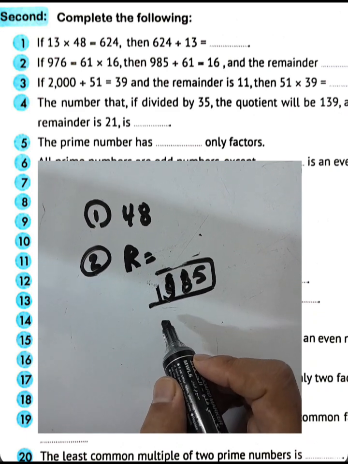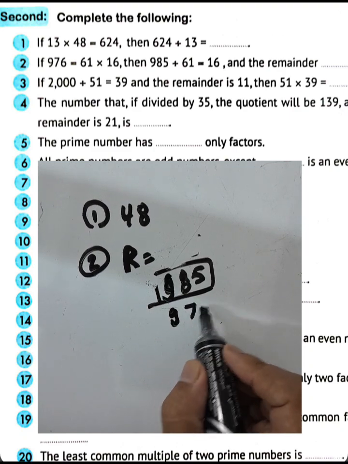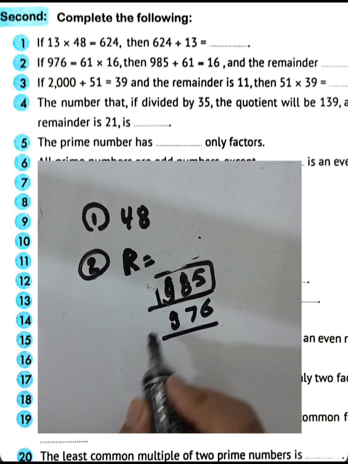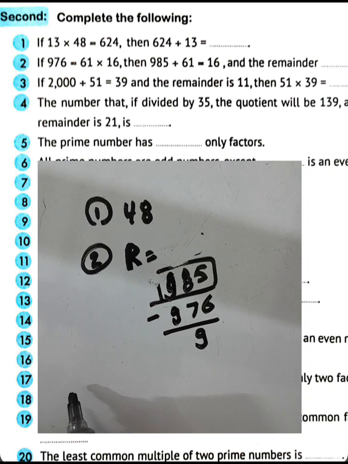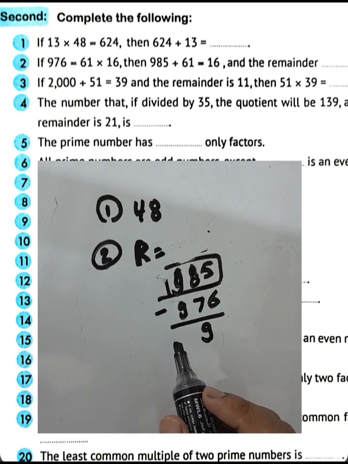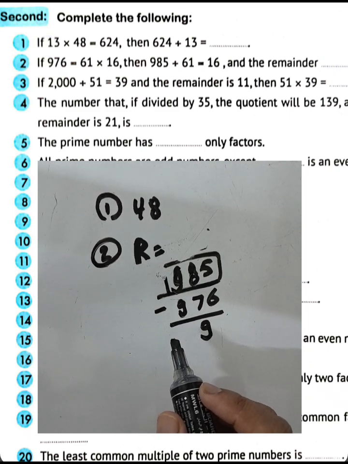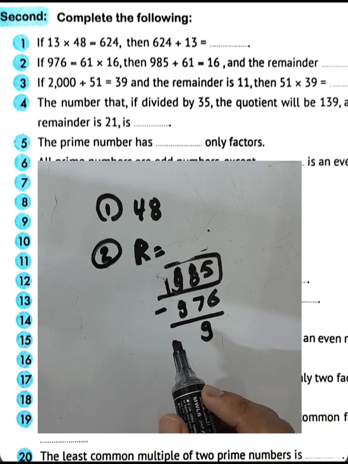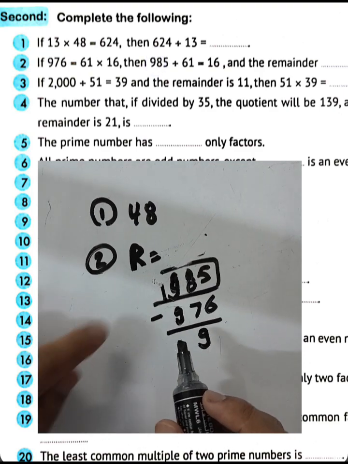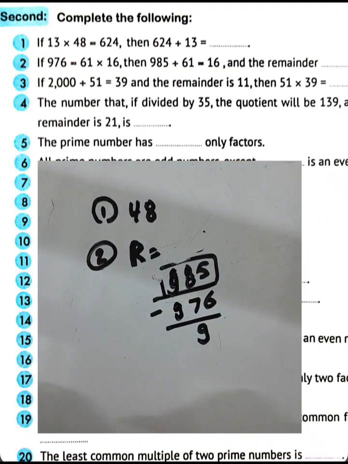985 subtract 976, and then the difference between them will be 9. So the remainder in this example will be 9. Again, to find the remainder, we must find the difference between 976 and 985, taking the greatest number first and the smallest number second, and then finding the difference between the two numbers.